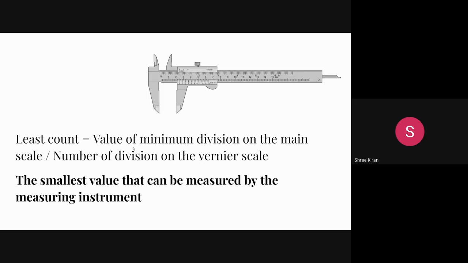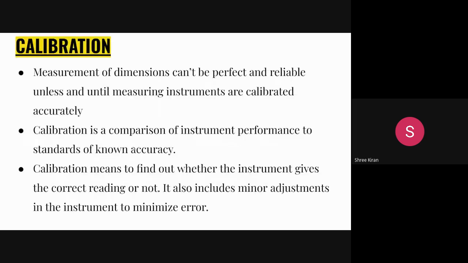Then there are various points under calibration, according to the purpose, the requirement and the functionality. One is 3-point calibration, with high, middle and low points. That is what we say in the slide: it includes minor adjustments in the instrumentation to minimize error. So this is calibration.